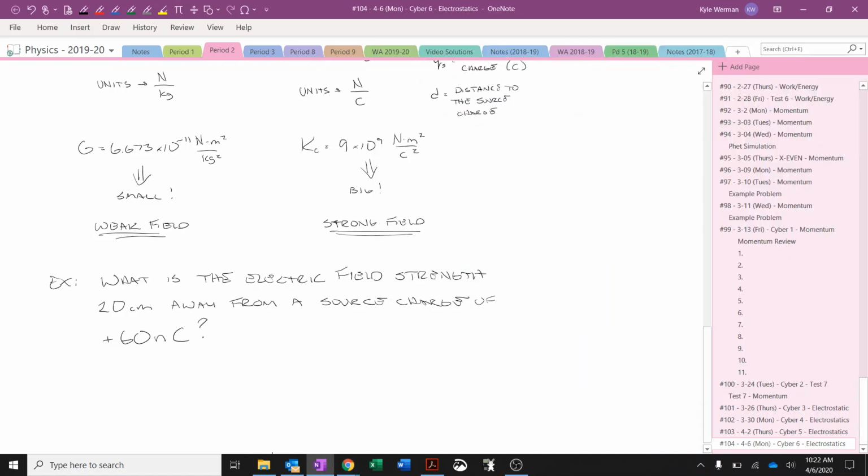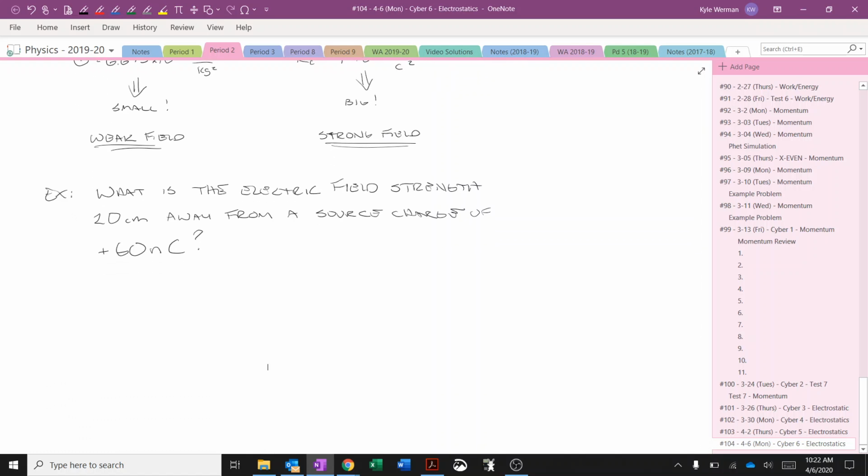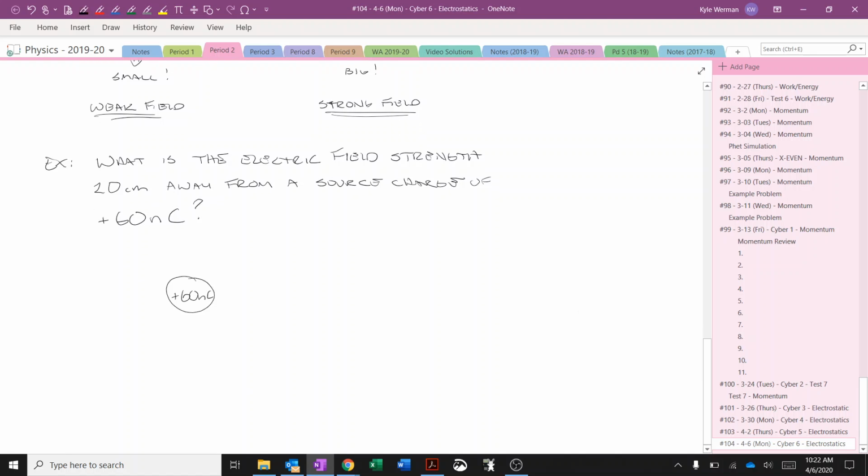Got a couple minutes. Hopefully you got some kind of answer here, but for the sake of time, I'm just going to work through this real quick. First thing I would suggest you do is draw a quick picture. Nothing new. So let's draw our source, positive 60 nanocoulombs. Now, if we're trying to find the strength of a field, let's put our test charge out there.